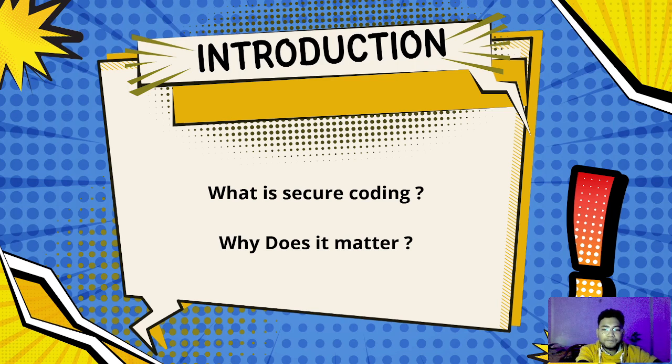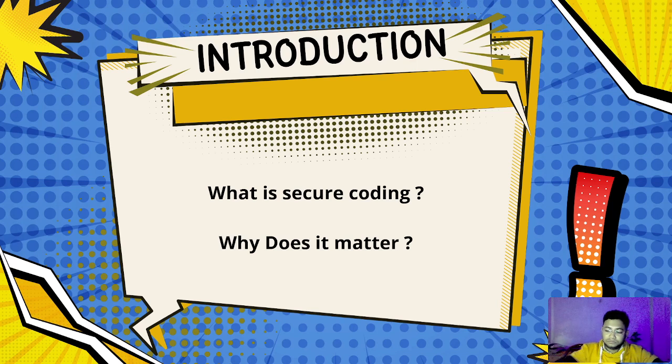And why does it matter? Because imagine you build an application, but you forgot to check whether the data the users are entering is safe or not. A hacker might use that mistake to break into the system, and secure coding is going to prevent this kind of problem.